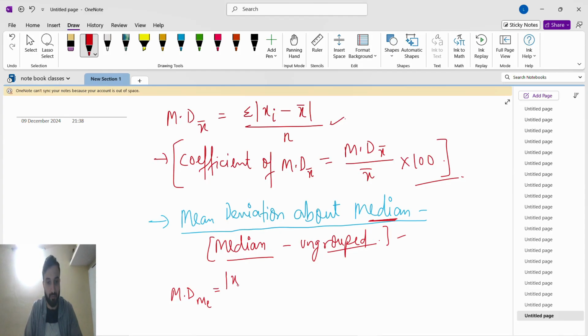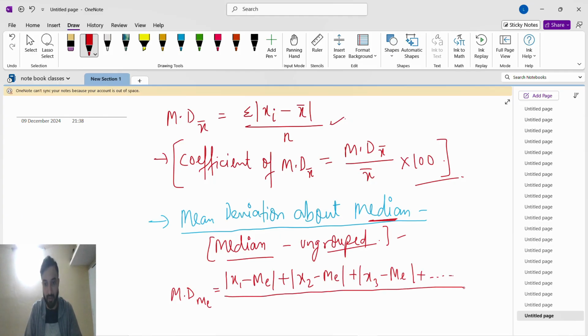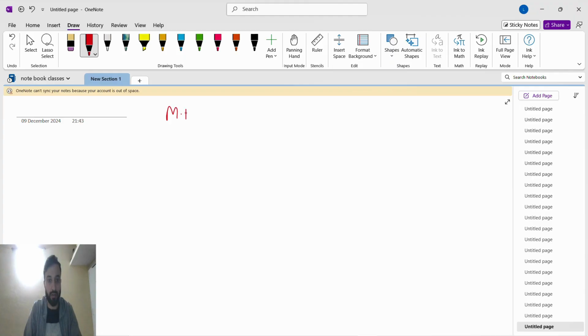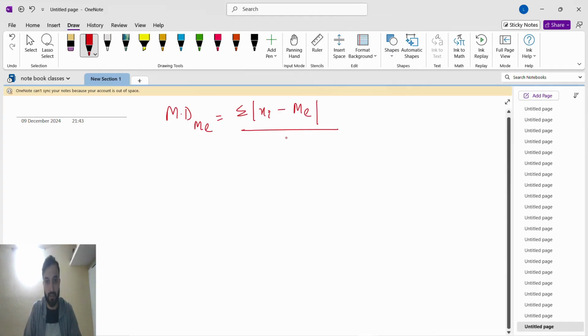Here, guys, also we have to do the same thing. First observation minus median, because in place of mean I will write the median. Then second observation minus median, then third observation minus median, then fourth observation minus median, and it continues, divided by the same small n, the total number of observations. This is the formula we use for solving sums and for the examination: mean deviation about median is the summation of |xi minus median| divided by n.